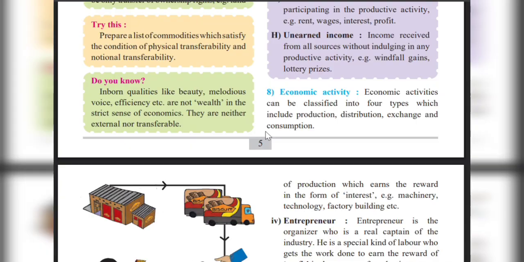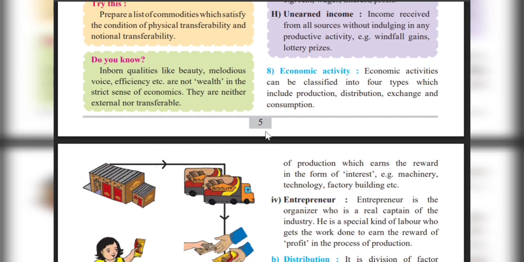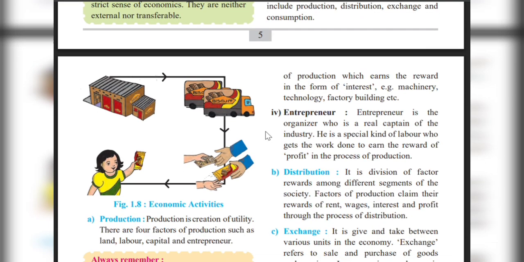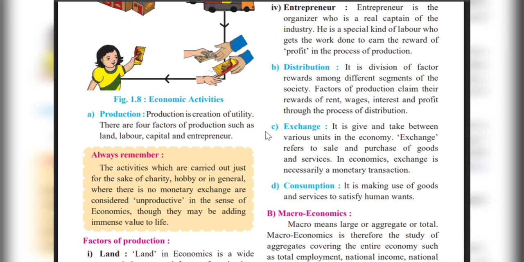Next we have economic activity. Now see, economic activities are activities done for earning income. There are four main economic activities: production, distribution, exchange, and consumption.